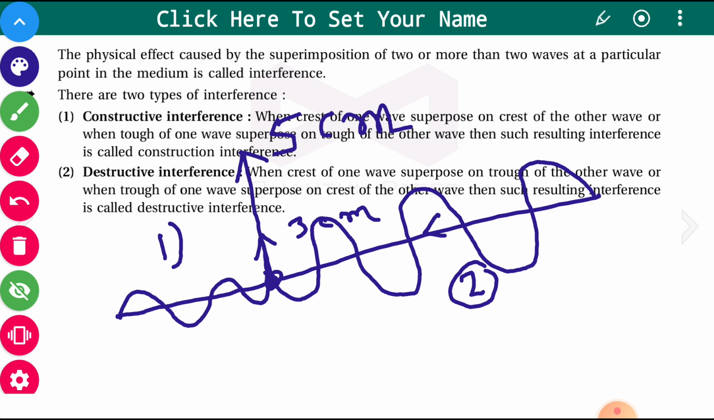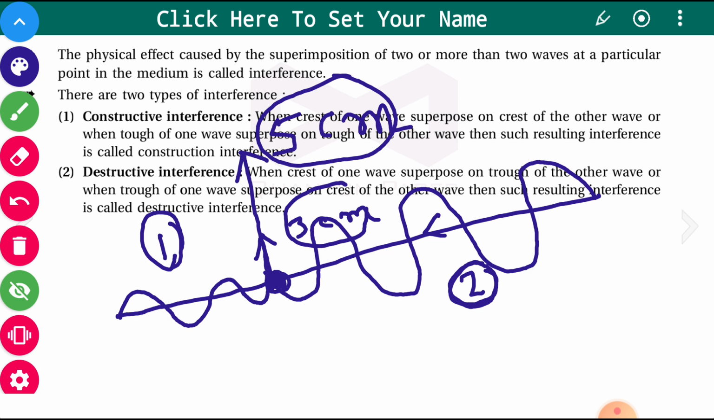Now, try to understand, both the waves, first wave and second wave, are reaching simultaneously at this point, and the individual displacements by first and second are 3 centimeter and 5 centimeter respectively, then this particle will have displacement equal to 8 centimeter in upward direction. It is the vector sum.